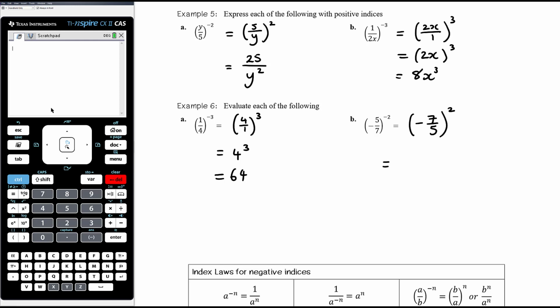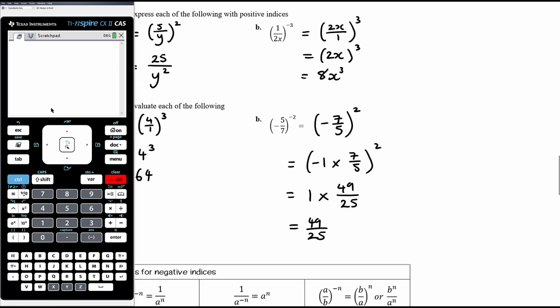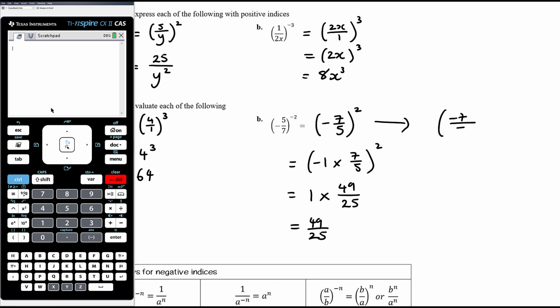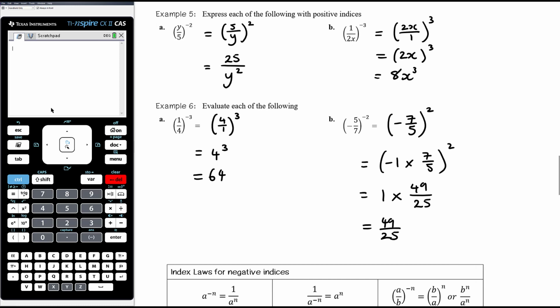So perhaps it is easier to think about assigning this negative to one of the numerator or denominator, or you could think about it as being negative 1 times 7/5 if you want. That's exactly what it is. Negative 1 squared is positive 1. So you have positive 1 times 7 squared, which is 49, over 5 squared, which is 25. So we just have 49 on 25. You would get the same result if you thought of this as being negative 7 over 5. So negative 7 squared is positive 49, 5 squared is positive 25. So however you want to think about it, you end up with the same result.